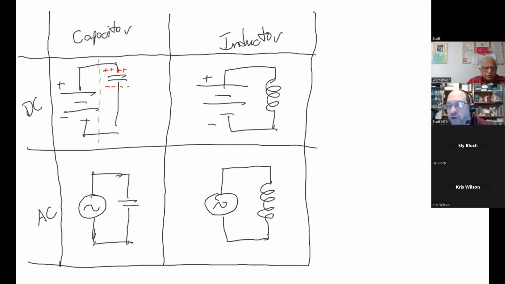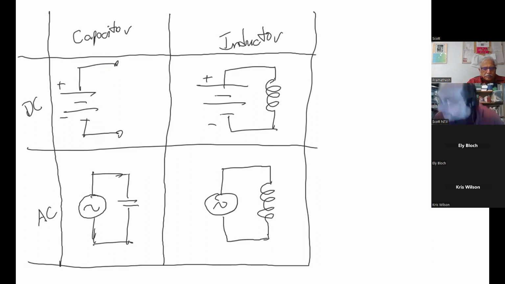What would it assume was connected once the capacitor was charged up on the backside of this magic wall? If there's no current flowing at all, what would it look like? An open circuit. That's right. It would look like a big old nothing hooked up to it at all. So a capacitor for DC charges up and then looks like an open circuit.